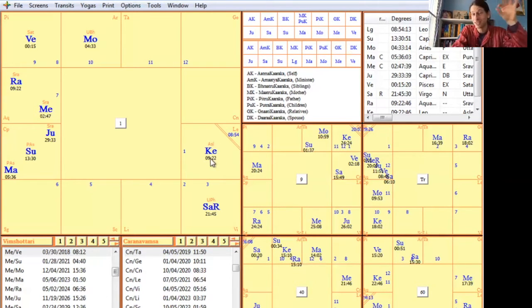If I show you guys the random time I first pulled the trigger to invest, buy Bitcoin, the Moon was right with Ketu on the ascendant. I didn't even try it. Didn't even plan that. So yeah, Ketu is a huge cryptographic factor.